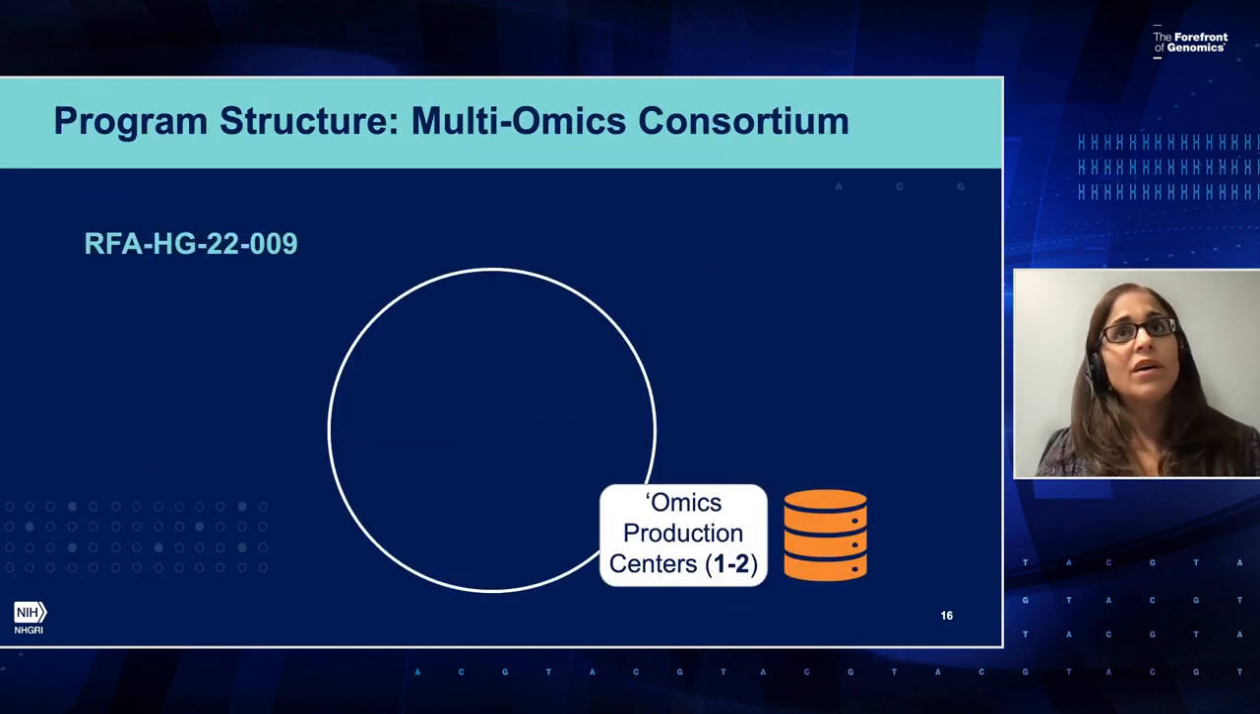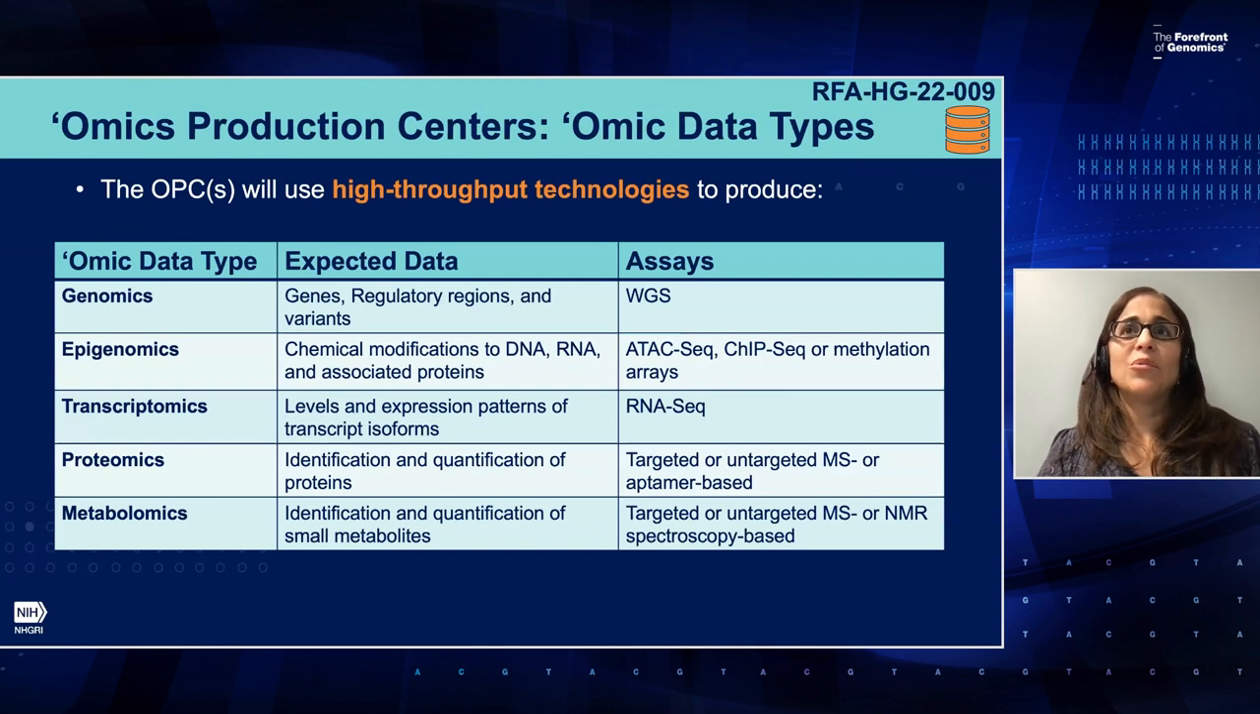Okay, so now let's move on to the second component of the consortium. These are the omics production centers. And as the name implies, the role of the OPCs is to utilize state-of-the-art, high-throughput technologies to produce omics data from the samples, including the tissues and cells as needed, that are collected by the 6 DSSs that I described previously.